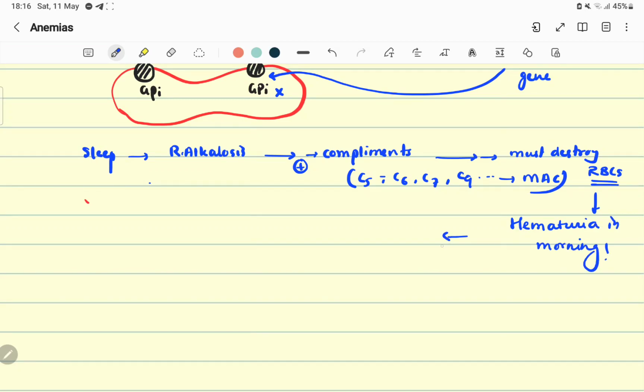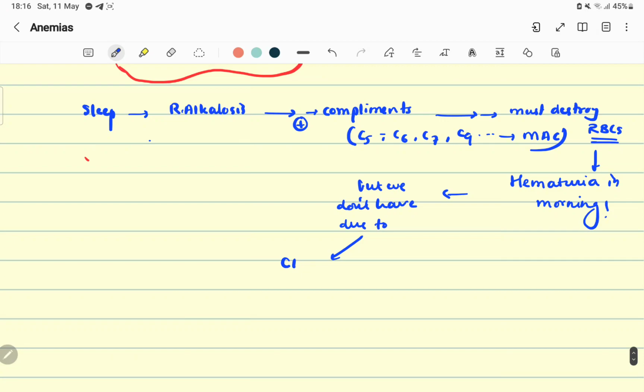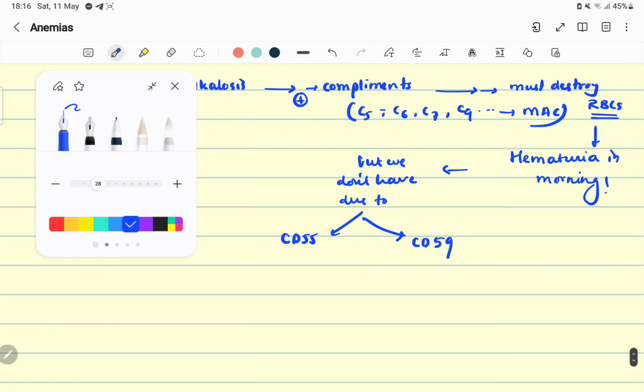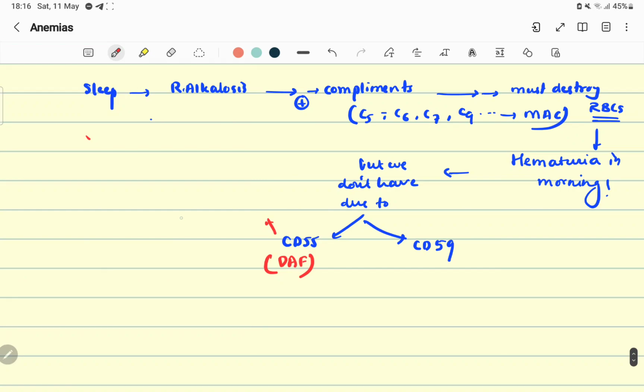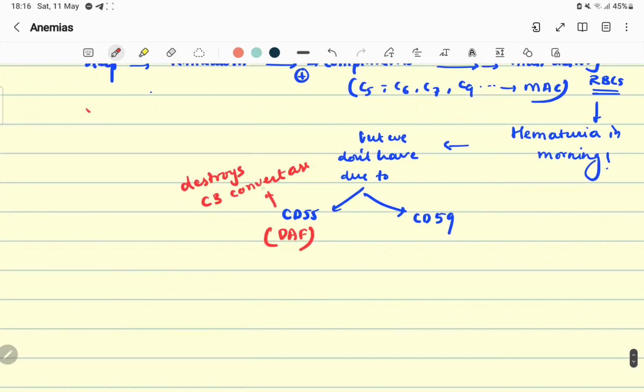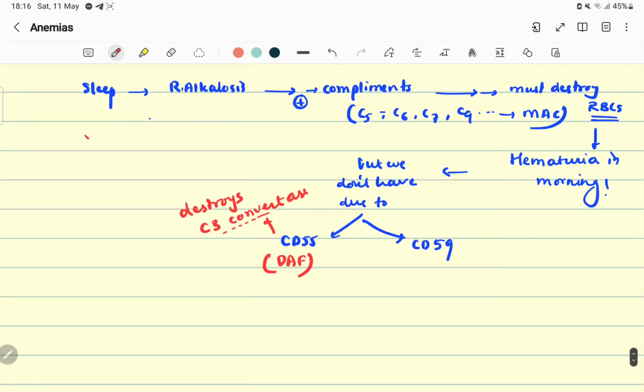But we don't have this, due to CD55 and CD59. These are the protective molecules. CD55 is called the decay accelerating factor, DAF, which destroys the C3 convertase enzyme. If you have read the complement pathway, you can correlate well. If you haven't read, just remember, it destroys the C3 convertase, which will stop the complement pathway.